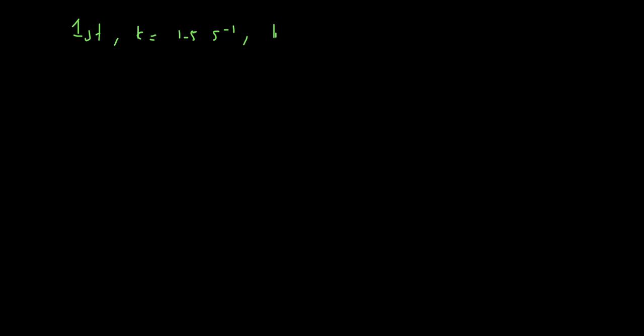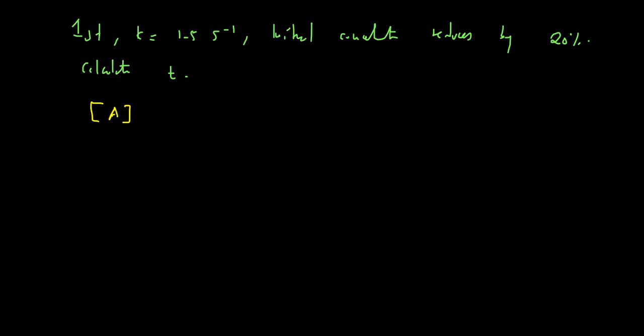Initial concentration reduces by, let's say, 20%. And then they say calculate T. So the way you find T is you first need the initial concentration. Let's say the initial concentration of A is x. Okay, there is a mic that is open in the background, can't close it. So if the initial concentration is x, what will be the final concentration?